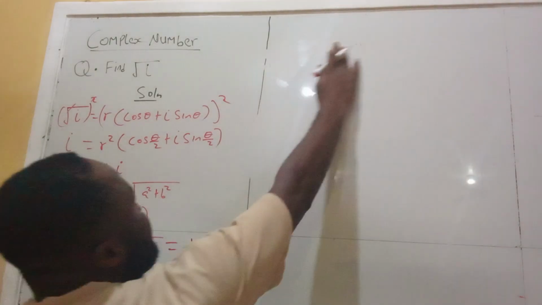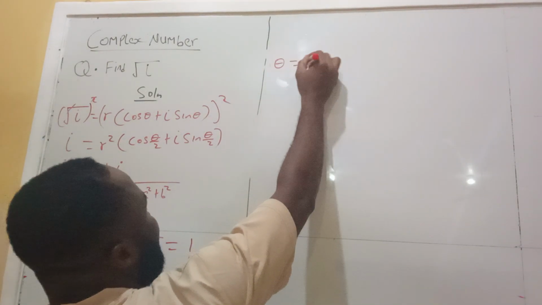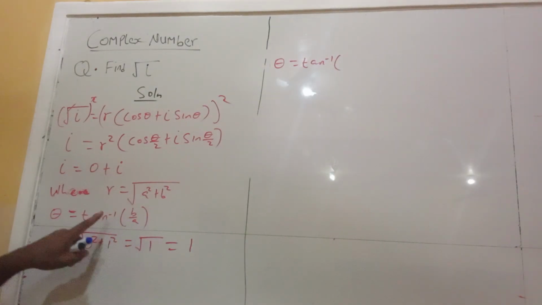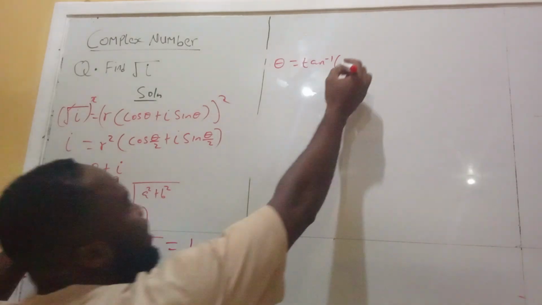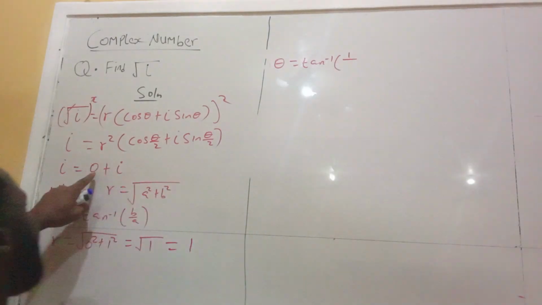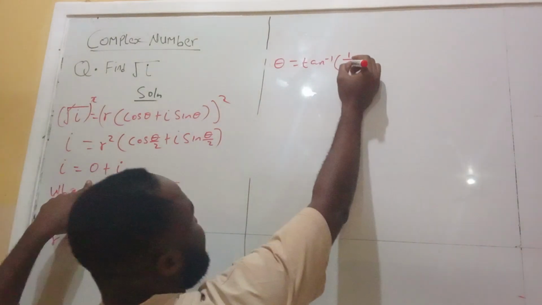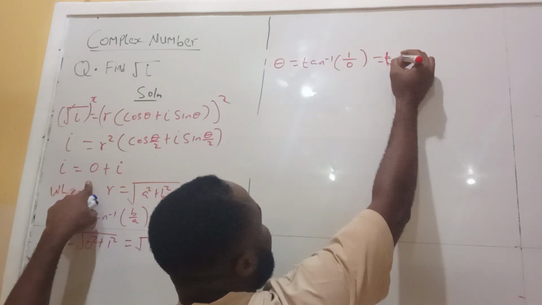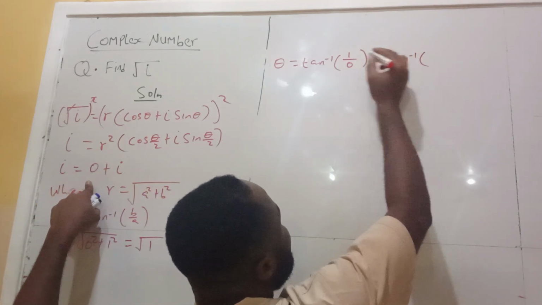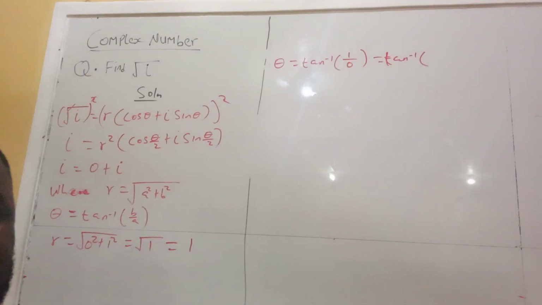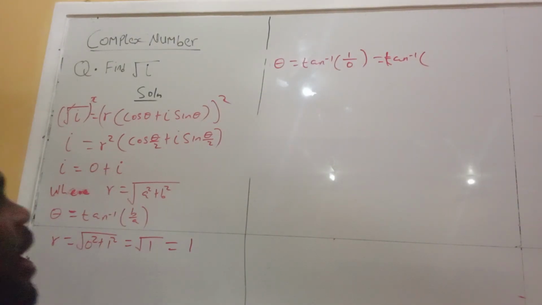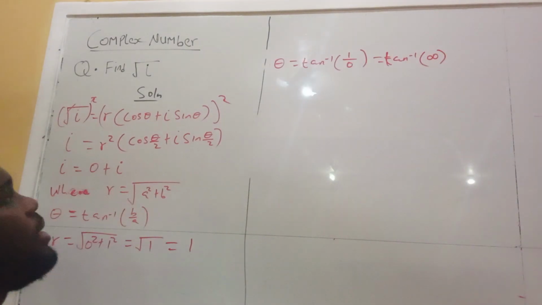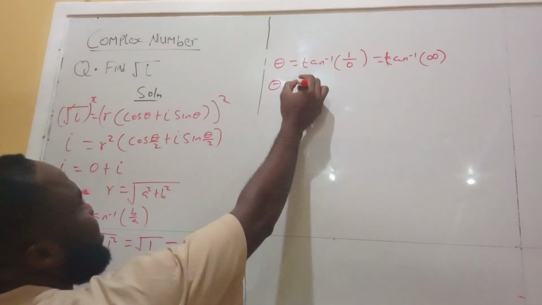Now what about our theta? Theta is equal to tan inverse of b over a. And what is our b here? Our b is the coefficient of i, which is 1, all over our a, which is 0 here, right? And we're going to have tan inverse of 1 divided by 0, which is undefined, right? So we assume that here it is infinity, right? Good.